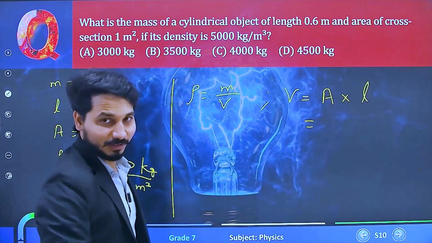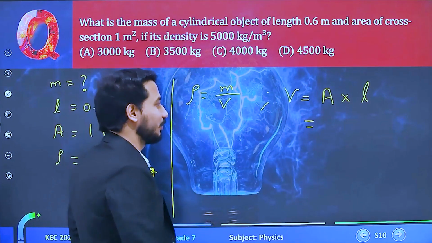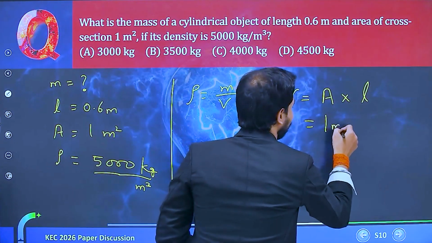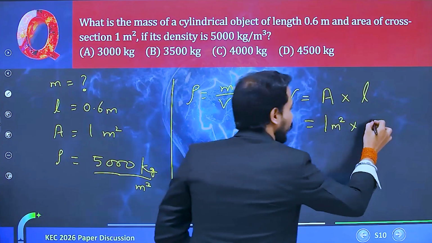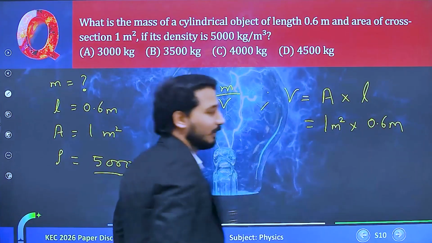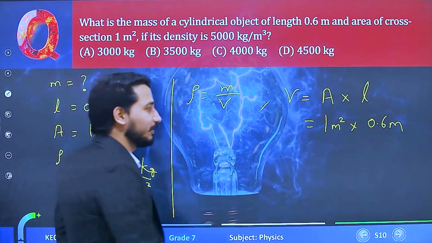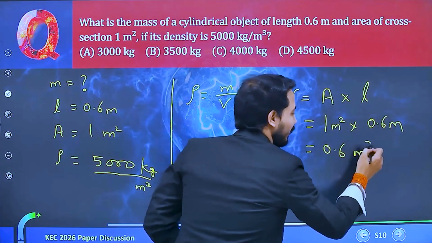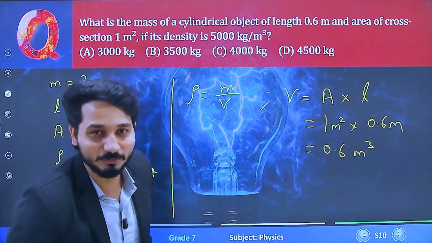Because it is a cylinder, volume is equal to area into length. Area is given as 1 meter square and length is given as 0.6 meter, right? So 1 into 0.6 will give us 0.6 meter cube. Now we have the volume with us.